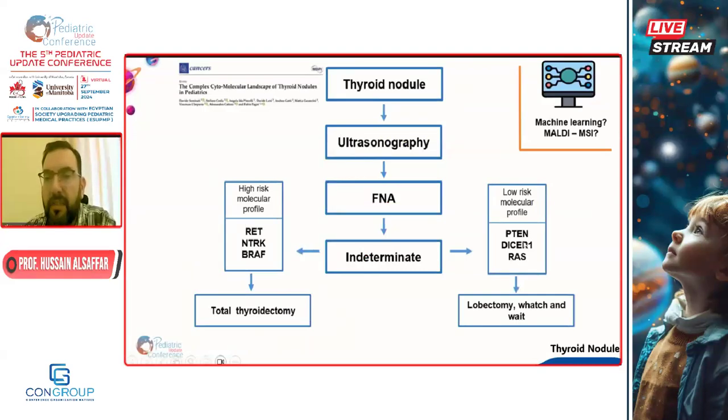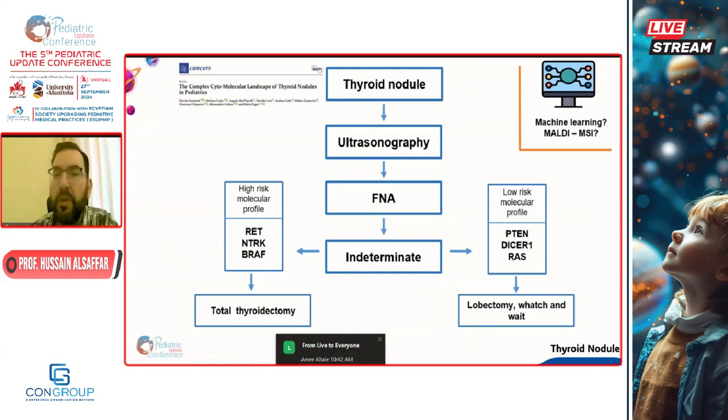So if the patient has a PTEN or DICER1 or RAS mutation, there is a low-risk molecular profile here. Therefore, only lobectomy will be sufficient, with a watch and wait approach. Whereas, if the patients with indeterminate histopathology are found to have a RET mutation or BRAF mutation, especially V600, then there is a high-risk molecular profile, and those patients would be advised to have a total thyroidectomy.